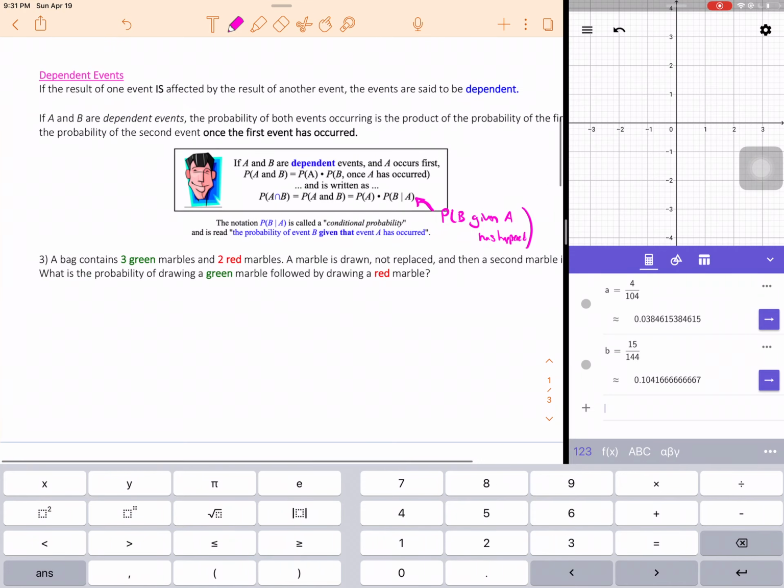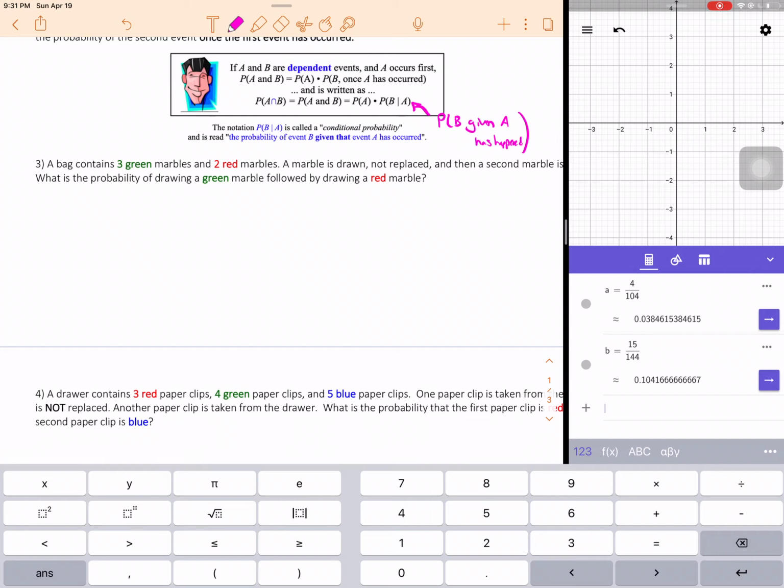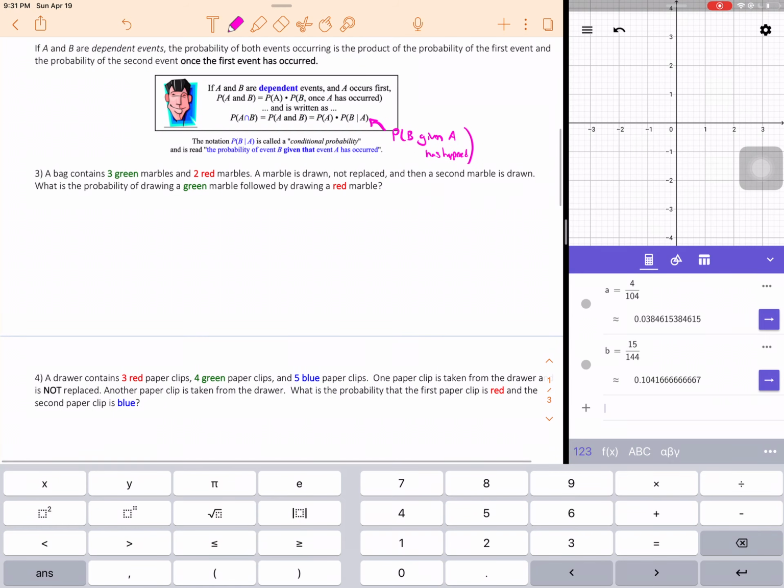So for example, and you see this a lot with marbles, a bag containing 3 green marbles, 2 red marbles, a marble is drawn, not replaced, and then a second marble is drawn. What is the probability of getting a green and then a red? Okay, so we're looking for the probability of green and red. So this is going to be the probability of green times the probability of red given that a green has happened.